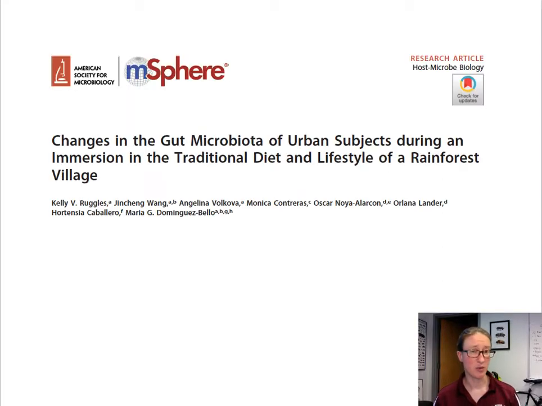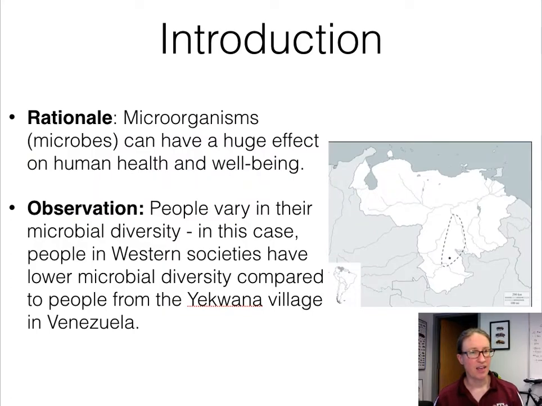So for your first page, you want to screenshot the title of the article. So here's what this article is about. And here's a brief explanation of what this study was about. So biologists have come to recognize that microorganisms, or microbes, prokaryotes and eukaryotes, can have a huge effect on human health and well-being. So they're important for us.